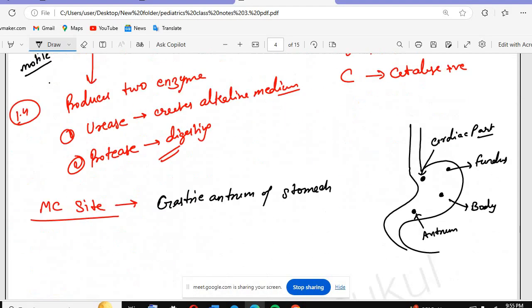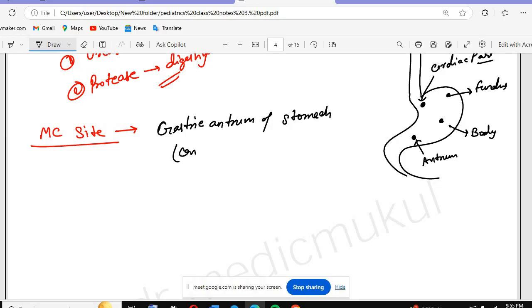So what can they do? They can migrate proximally. They might migrate to the body part, then to the fundus part, and they can migrate to the cardiac part. So they can migrate proximally, or of course they can migrate distally as well.